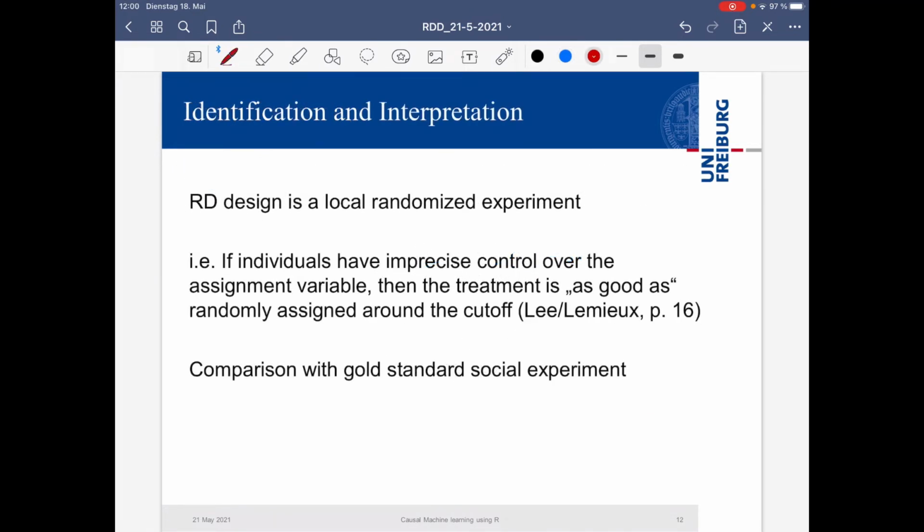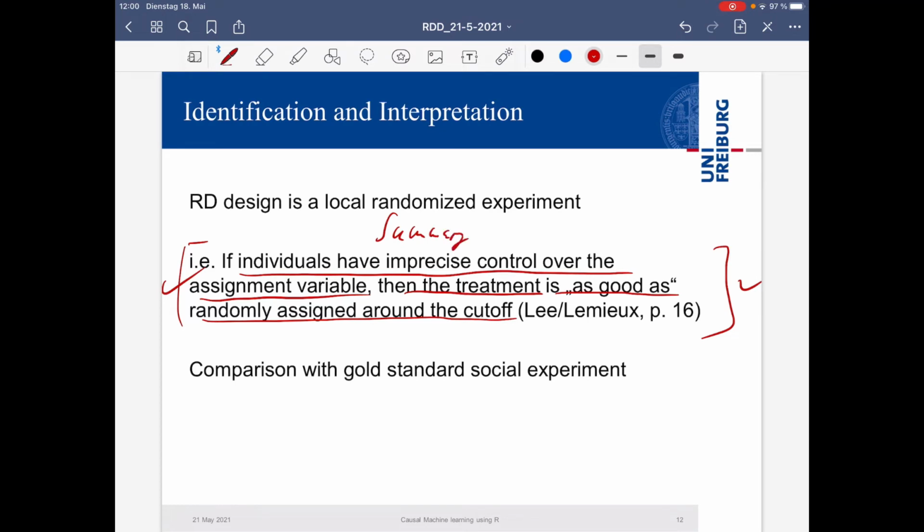So RDD has become more and more popular, also because identification is now better understood, and that's maybe a sentence that might summarize it: if individuals have imprecise control over the assignment variable, then the treatment is as good as randomly assigned around the cutoff. So that's the local randomization around the cutoff. I think that's a pretty good summary of the identification strategy in case of RDD.